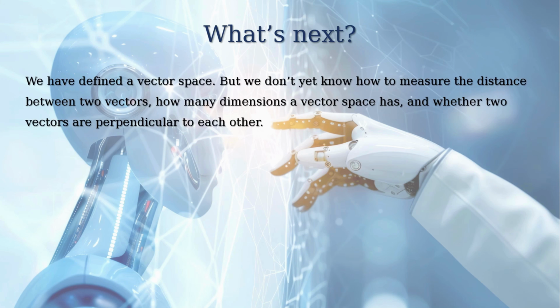So, what's next? We have defined a vector space, but we don't yet know how to measure the distance between two vectors, how many dimensions a vector space has, and whether two vectors are perpendicular to each other. We are going to discuss these topics in the next section.